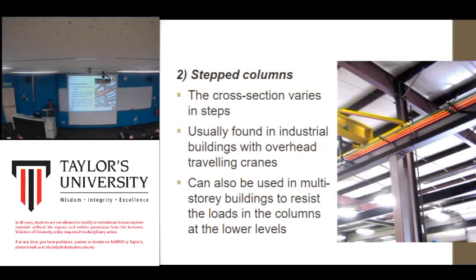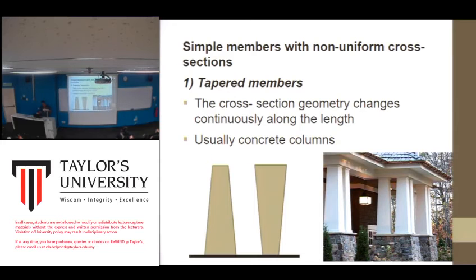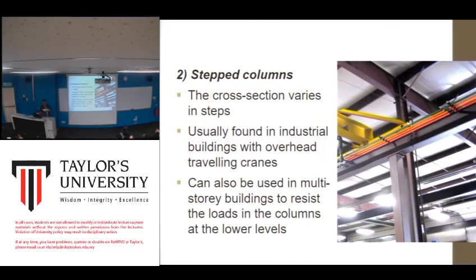Okay, so another type of column with non-uniform cross section is what we call step columns. Normally, this kind of column we use for industrial buildings, like for factories, for gudang, or what is gudang in English? Warehouse. Okay, thank you. So the cross section varies in steps. It's different from tapered members, because in tapered members the cross section gradually increases or decreases from ground to the top.